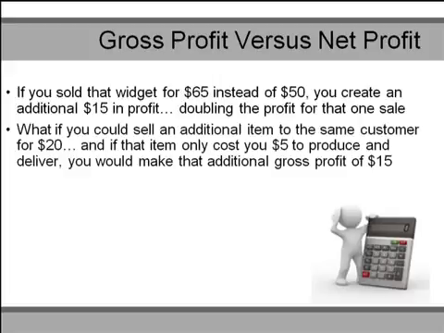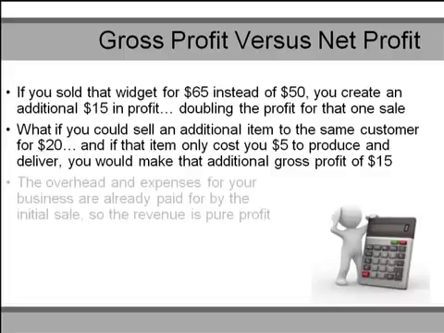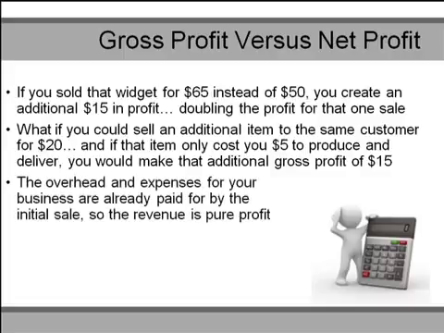But what if you could instead sell an additional item to the same customer for $20? And if that item only cost you $5 to produce and deliver, you can make that additional gross profit of $15. The overhead and expenses for your business are already paid for by the initial sale. So the vast majority of the revenue from the upsell or cross-sell is pure in your pocket profit.